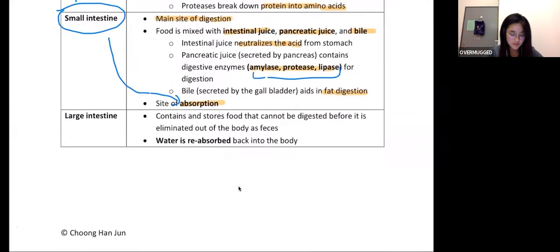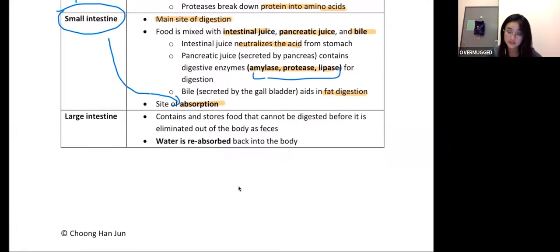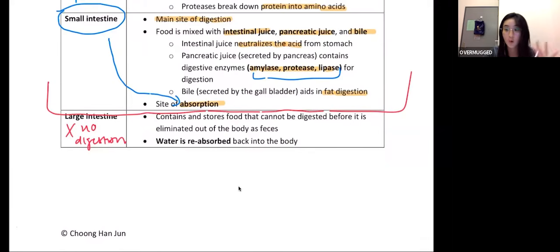Okay. Last one is your large intestine. So here, once again, no digestion. Everything ends at the small intestine. Whatever your body wants to digest, it will digest there. Everything else, no more. It's going to come out of your body one way or another.